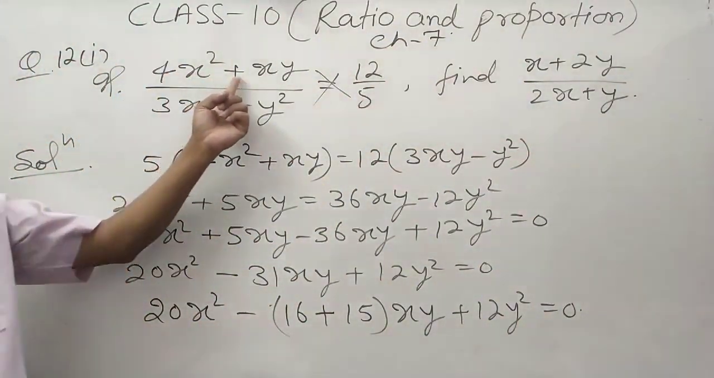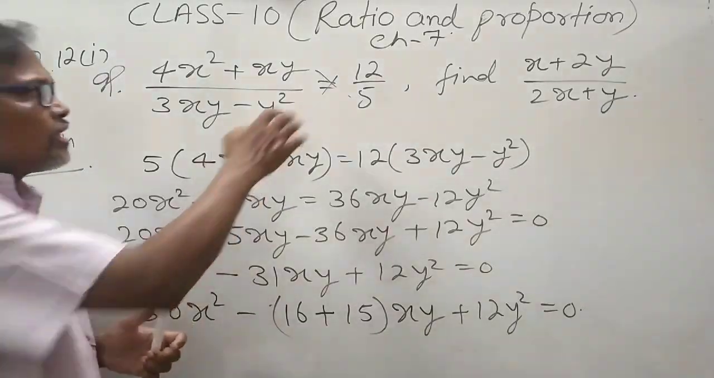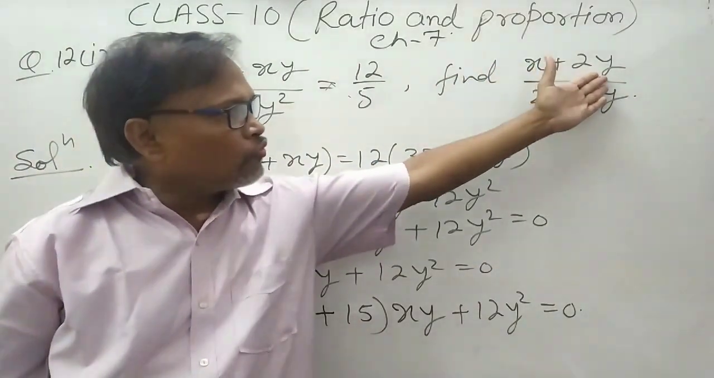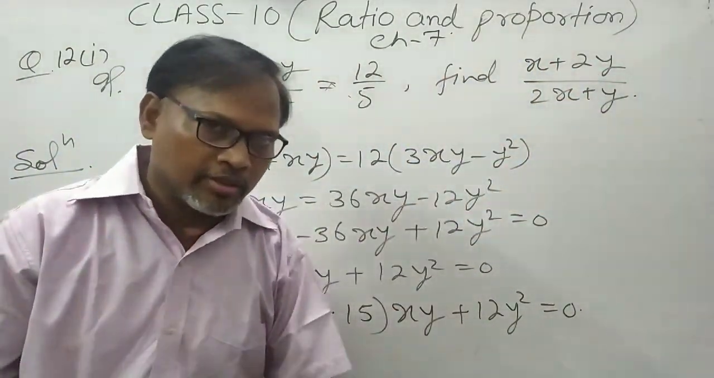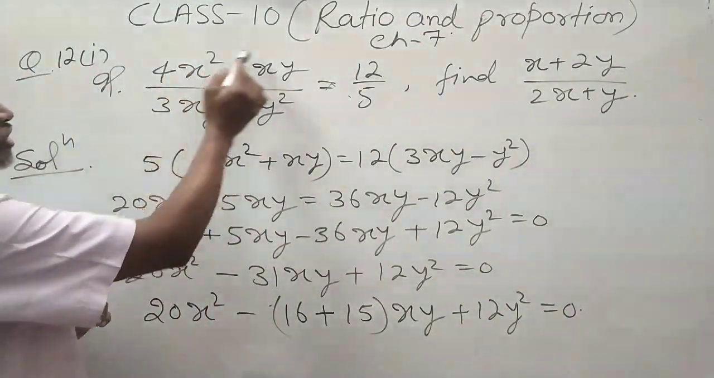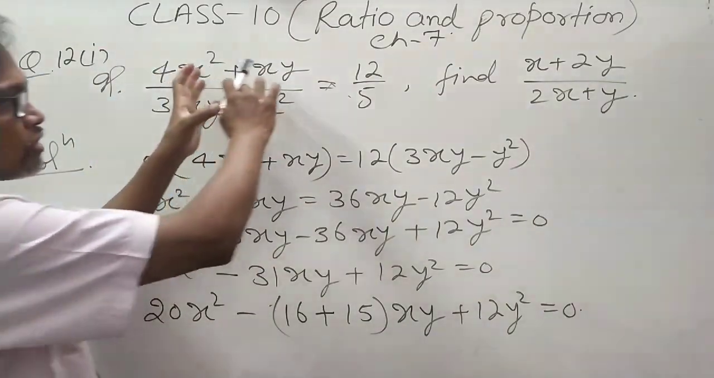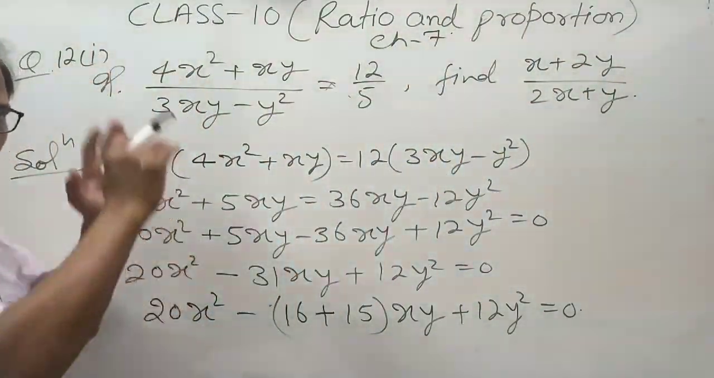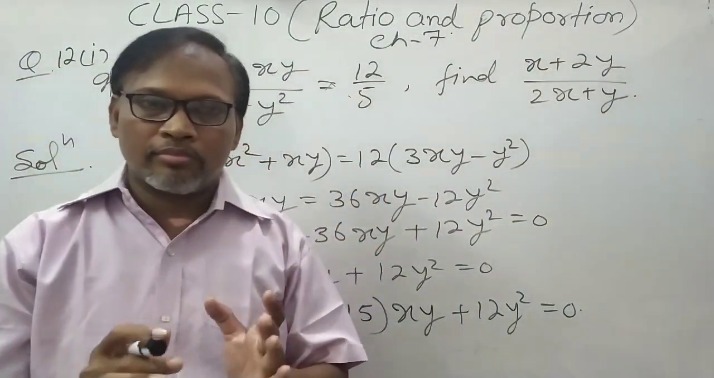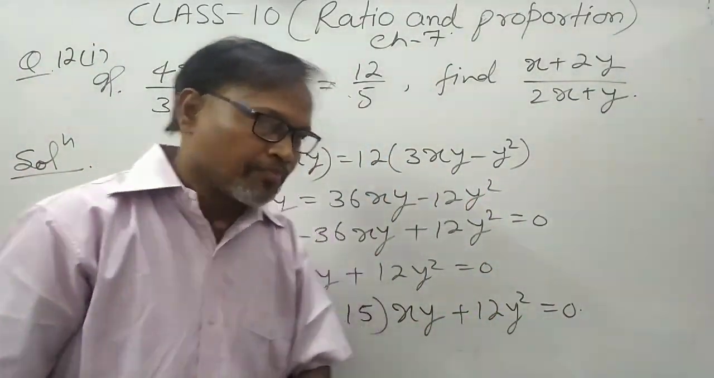If (4x square plus xy) upon (3xy minus y square) is equal to 12 by 5, find (x plus 2y) upon (2x plus y). What do you have to do? First of all, look at the question: what is given and what you have to find. Both are very different, so you have to think about what steps you will take.